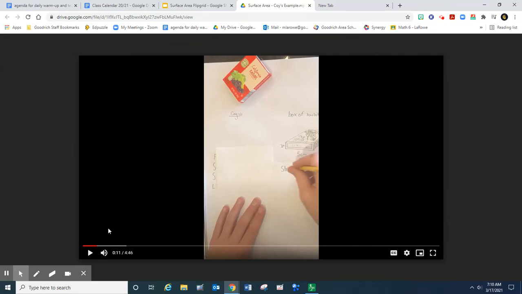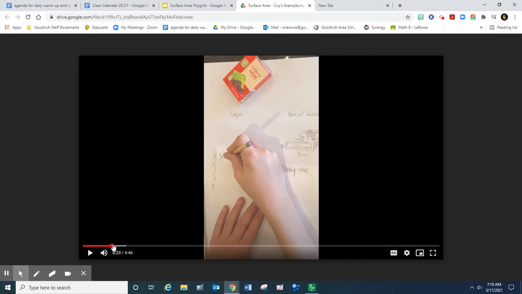So these are my steps for finding the surface area of a rectangular prism. I chose a box of raisins as my rectangular prism. I measured, I came up with 2 centimeters, 5 centimeters, and 7 centimeters. That was my step 1.